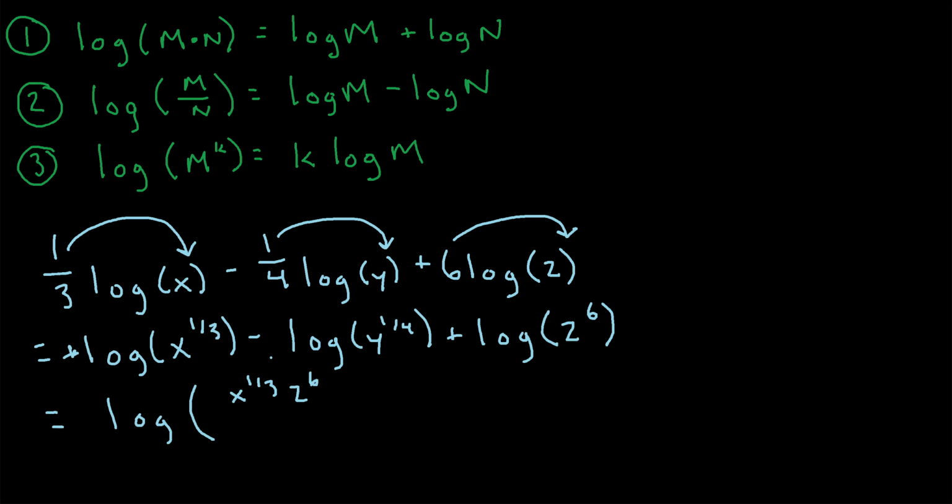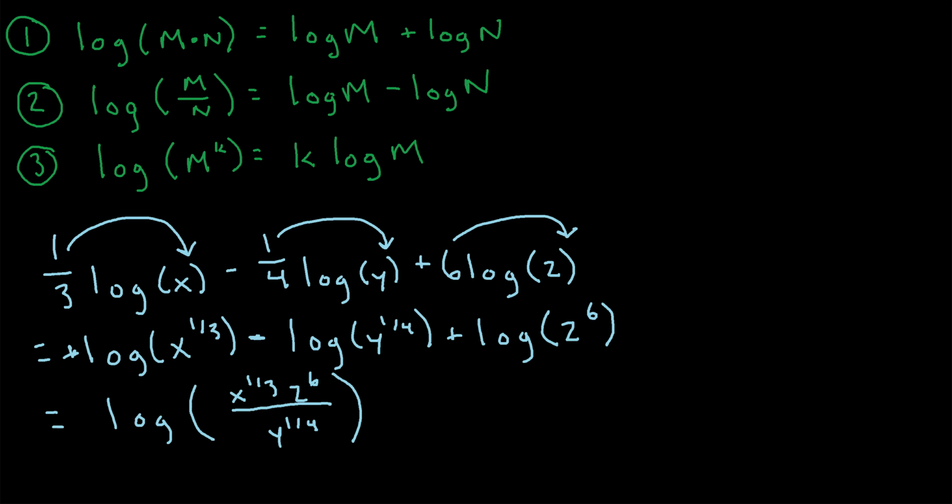And whatever terms have a negative sign, so negative log y to the 1/4, that can be rewritten in the denominator. So we'll say y to the 1/4 can go in the denominator. So we have log of x to the 1/3 times z to the 6th all over y to the 1/4.